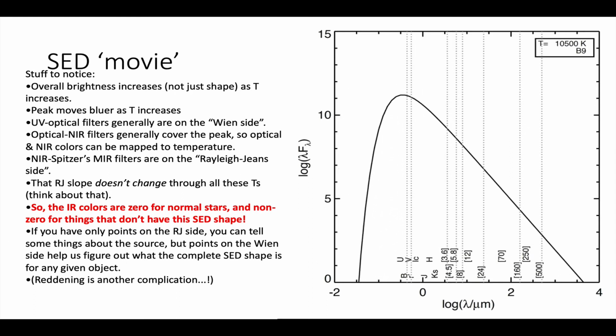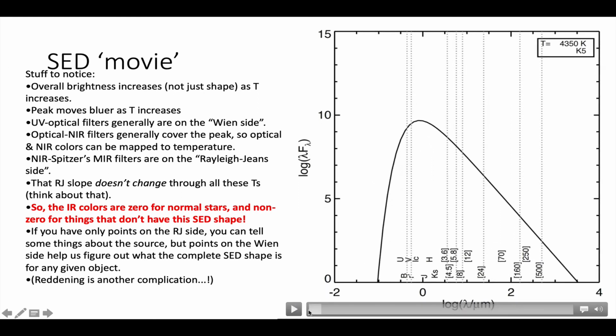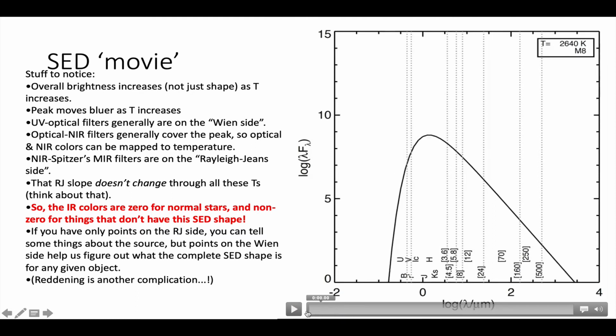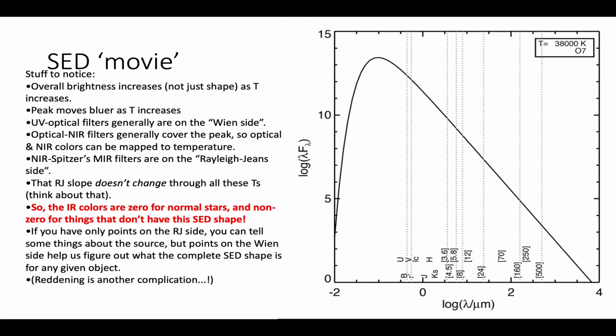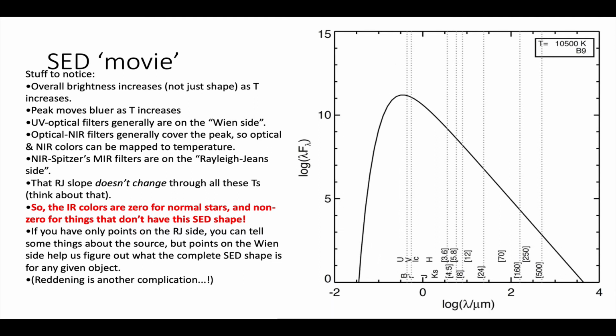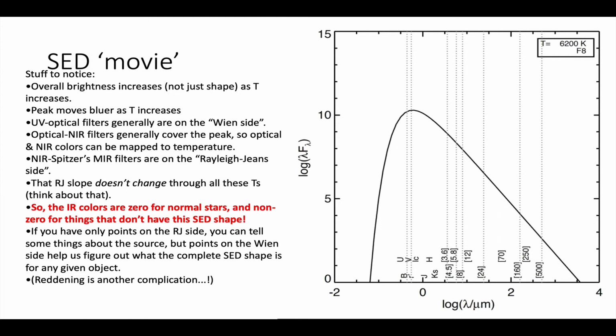Now, the near-infrared only really encounters the peak, so the J, H, and K that's there. Let me stop it on one of the M stars. The J, H, and K here only really leave the Rayleigh-Jeans side for some of the latest M stars. And then everything, basically IRAC 1 and longer, the slope never changes.